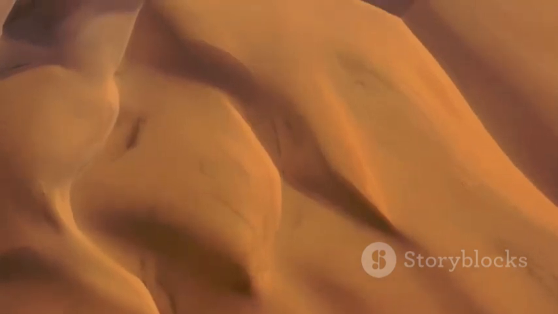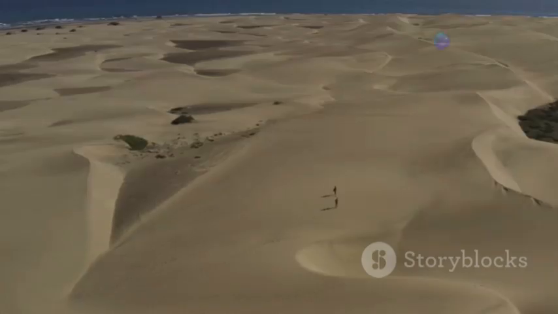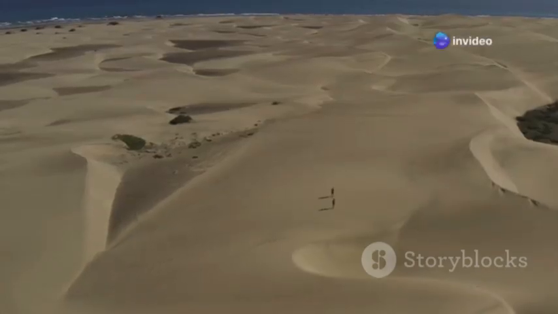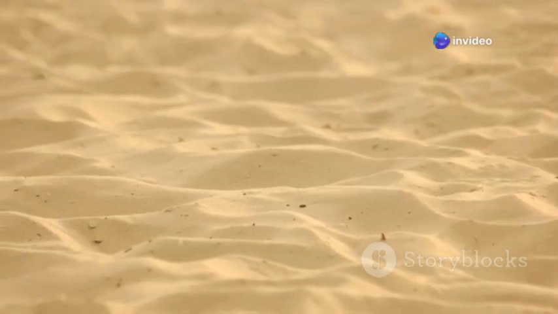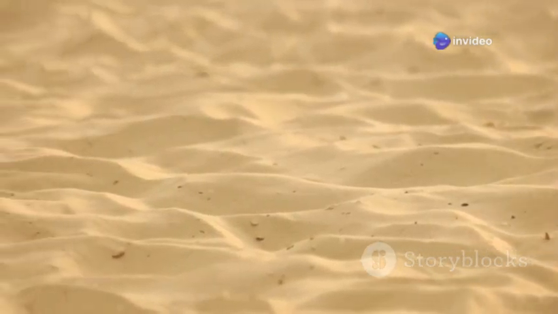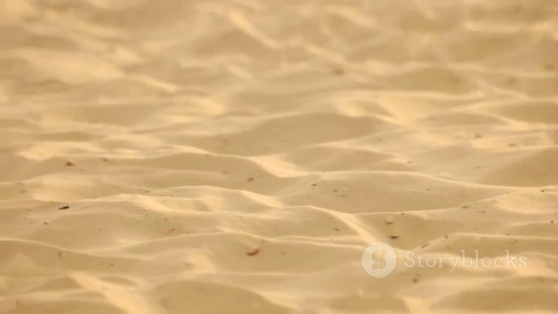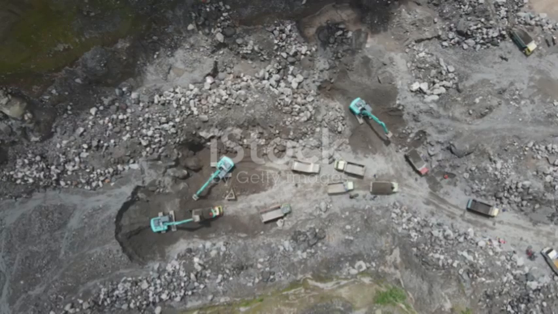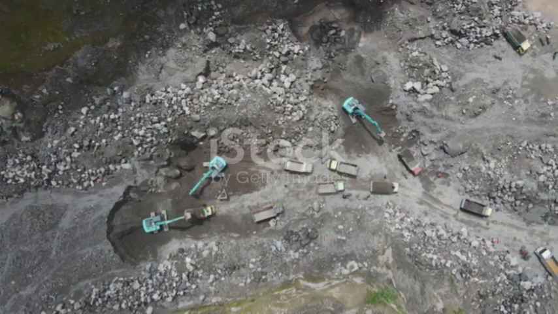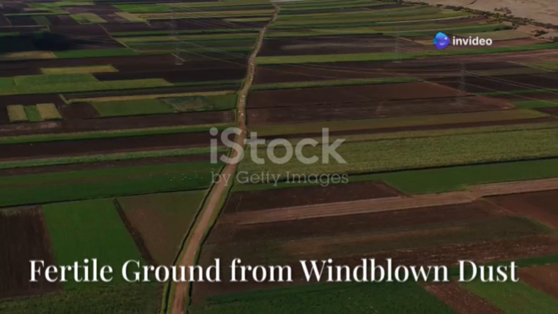Sand dunes are not static formations. They migrate across the desert floor, driven by the prevailing winds. As sand is eroded from the windward side and deposited on the leeward side, the entire dune slowly shifts position. This constant movement creates a dynamic landscape, ever changing with the whims of the wind.